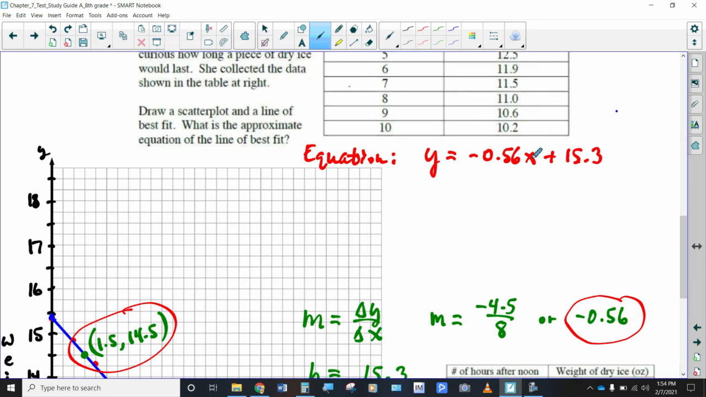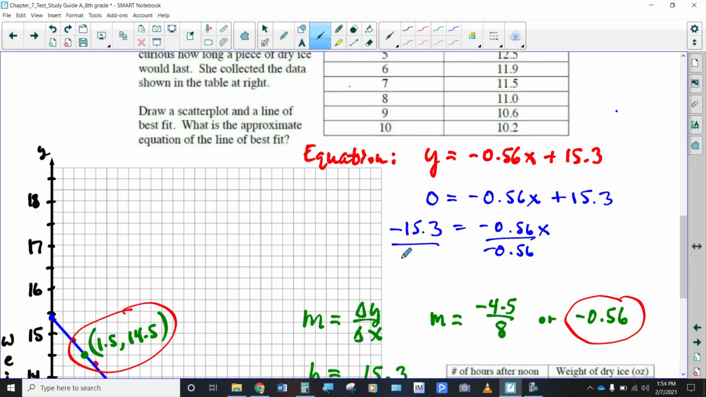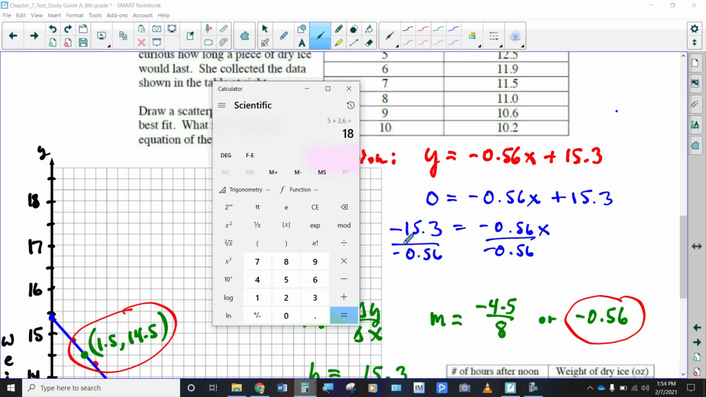How long will it take? X, when y is equal to 0, when the total weight is no more. Let's solve this problem now. We're going to turn it into a one variable equation because our y is now going to be equal to 0. So I'm going to subtract 15.3 from each side, which makes it a negative 15.3, and that'll be equal to negative 0.56x. So we know we're going to get a negative divided by a negative. That'll result in a positive number of hours because we're not going back in time. It would not make any sense to have a negative number of hours. So since a negative divided by a negative gives us a positive, I'm not going to bother with the negatives anymore. 15.3 divided by 0.56.